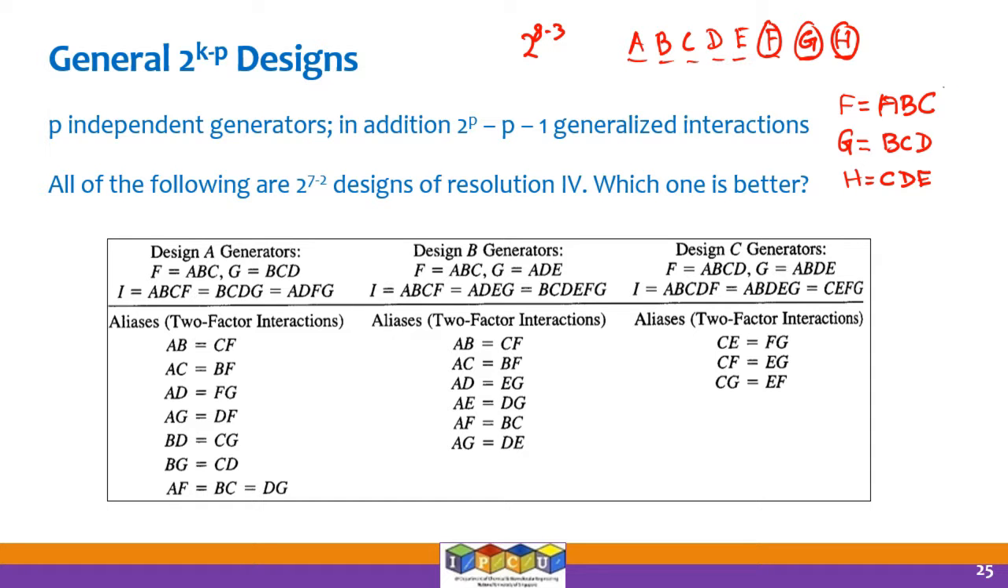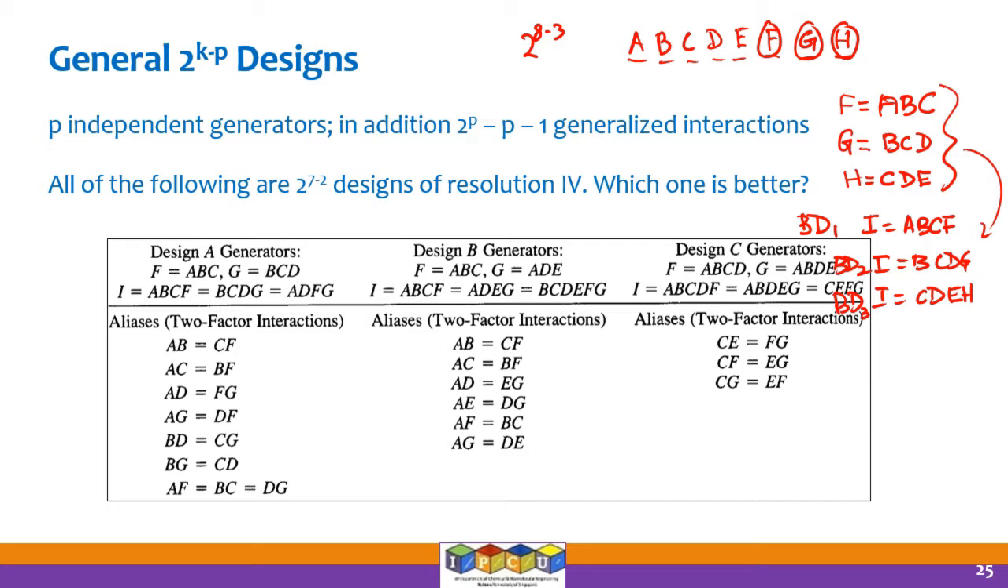Now, if you take these three basic or independent generators, I'm going to have I is equal to ABCF, I is equal to BCDG, and I is equal to CDEH. So these are the other ways of writing the design generators. Now I'll call this BD1, basic generator 1, this BD2, and this BD3, basic design generators.